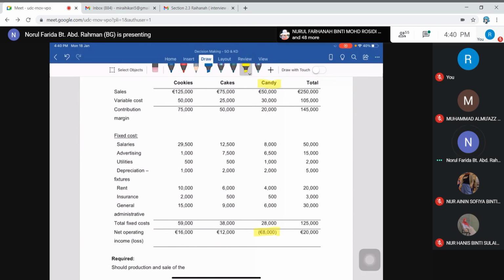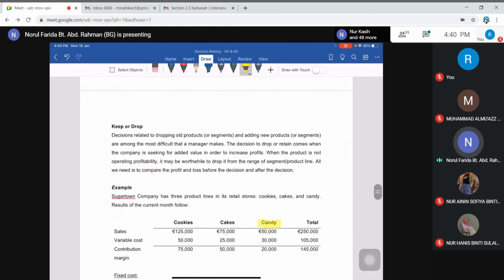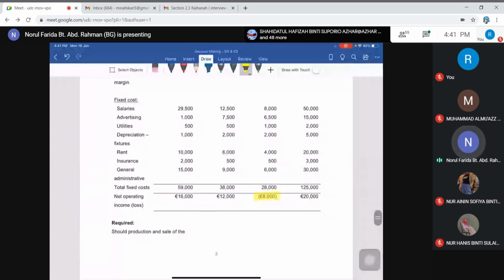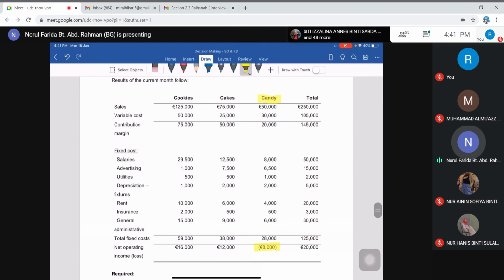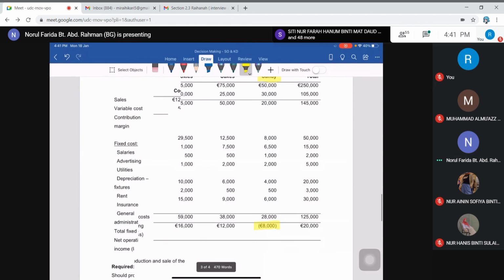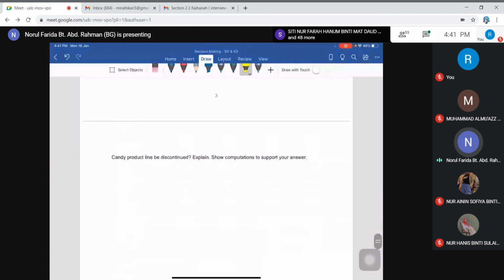Alright, so sebelum you buat decision macam tu, all we need to do is to compare the profit and loss before the decision and after the decision. Kena compare dulu sebelum you buat the decision. Alright, so you are going to compare the keeping candy and dropping candy. Then only you know what is the decision, sama ada you nak keep ataupun you nak drop.